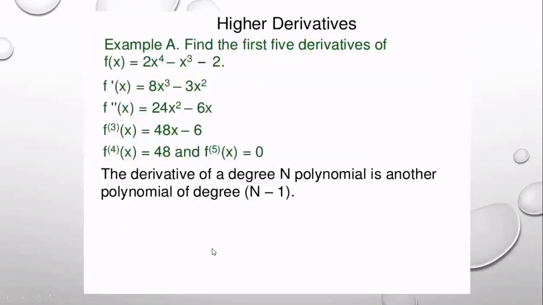Here you see an example: find the first 5 derivatives. 2 into 4, 8x cube, 3x square. Then 24x square, 6x. Again, third, 24 into 2, 48x, and 6. The fourth one is 48, and 6 is gone. The fifth one is 0. The derivative of a degree n polynomial is another polynomial of degree n minus 1. So here you see the fourth one.